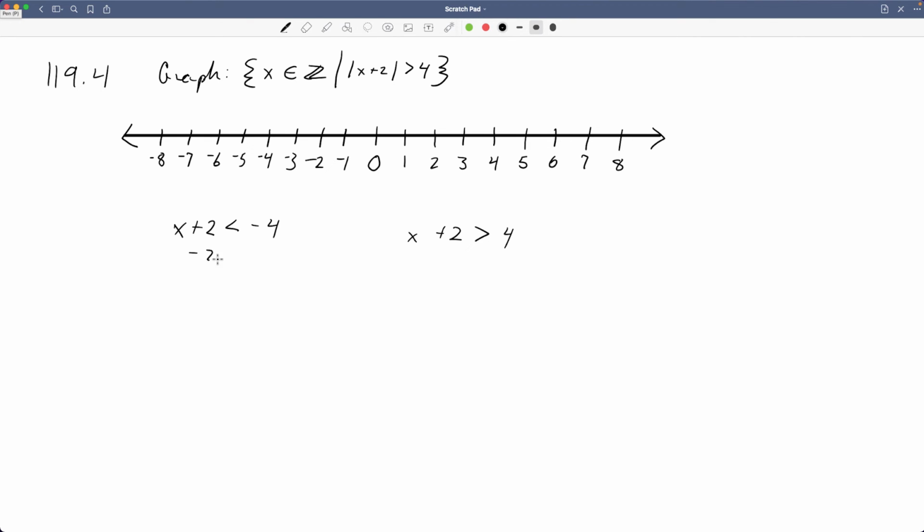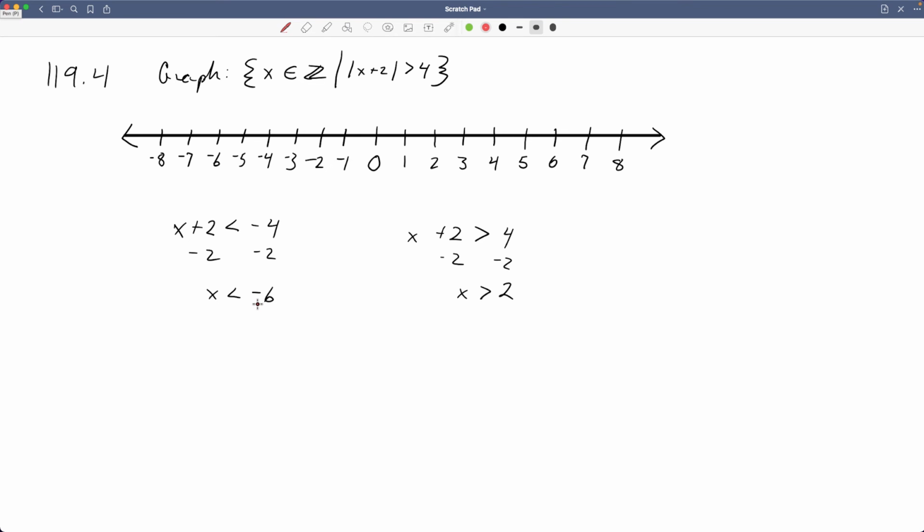So we are going to subtract 2 from both sides. x is less than negative 6. And subtract 2 from both sides. x is greater than positive 6. Or I'm sorry, positive 2. So we can see here we have another disjunction where x is less than negative 6 and x is greater than 2. And if you look, we are in the domain of integers.